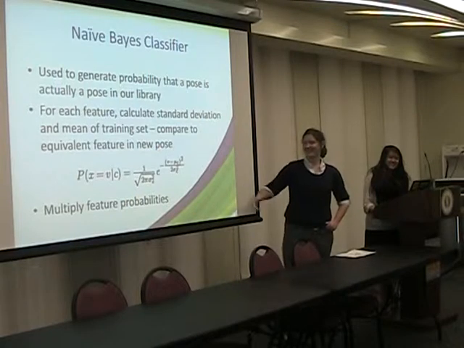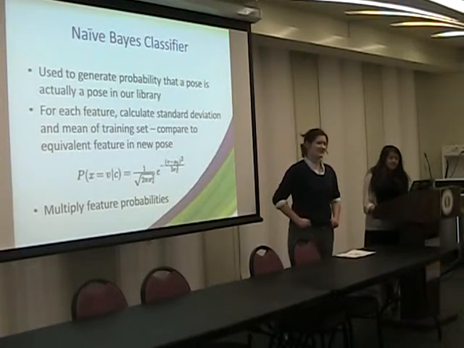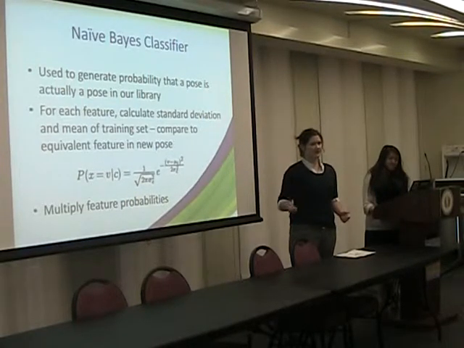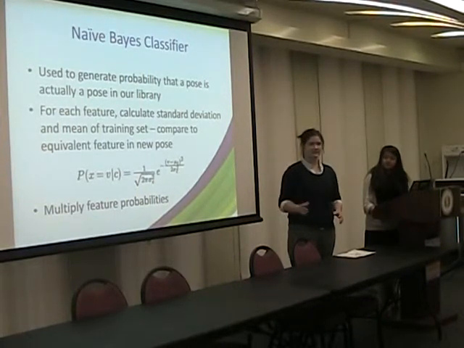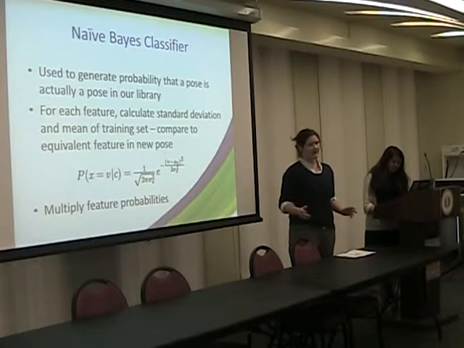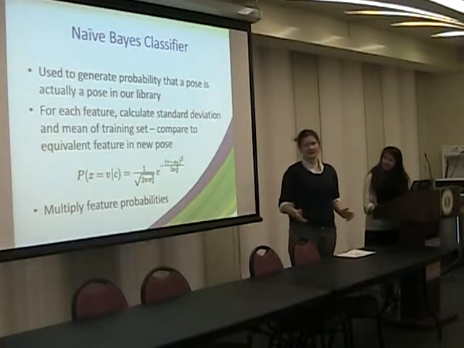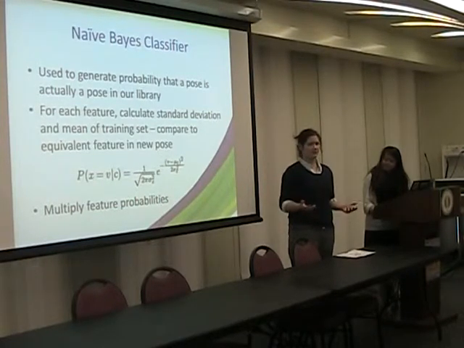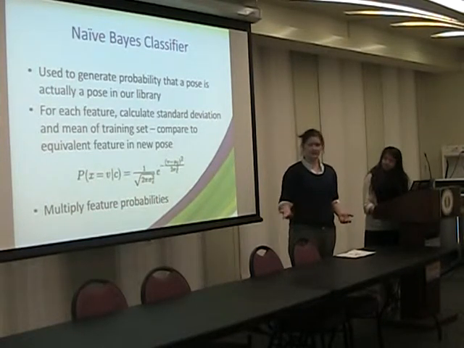And then I plug into my equation here, and that gives me the probability that this angle in my current pose is, or how likely it is that it is, the angle in my training set of poses. And then at the end, I'll have X many probabilities for however many features I'm tracking, and then multiply them all together to get my total probability that this pose is a given pose.